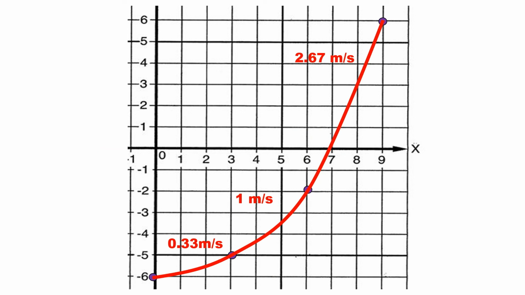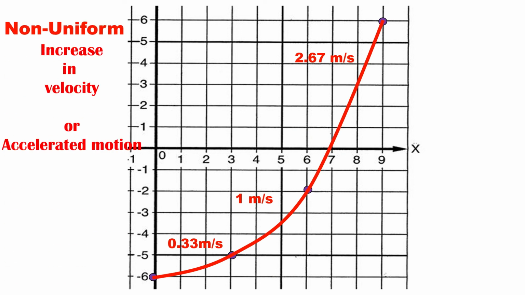If you ever see a curved line, that only indicates a non-uniform change in that quantity. So our slope represents velocity in the displacement versus time graph. So this upward curve indicates a positive non-uniform change in velocity. As you can see, the velocity is not always constant.